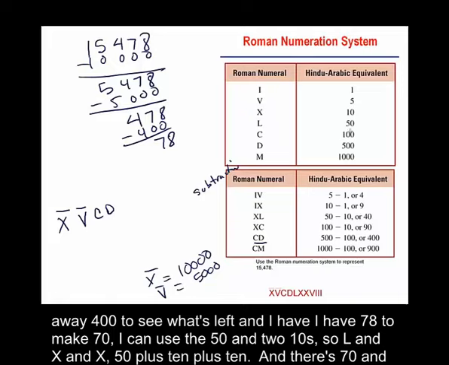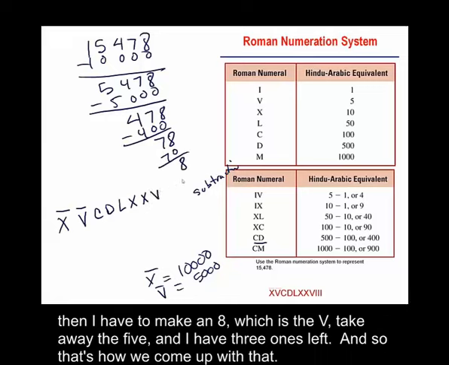To make 70, I can use the 50 and 2 10s, so L and X, 50 plus 10 plus 10, and there's 70. And then I have to make an 8, which is the V, take away the 5, and I have 3 ones left. And that's how we come up with that.